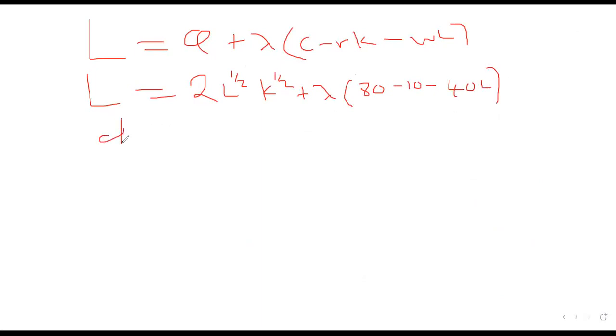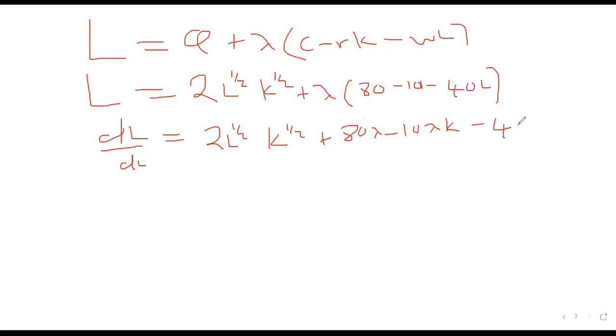So here, we're going to do the partial derivatives. The derivative of the Lagrangian over the labor. Where there is labor, that's where we're going to consider. So we can first expand this part here to 2L half, K half, plus 80 lambda minus 10 lambda K minus 40 lambda L. So I'm interested where there is L.